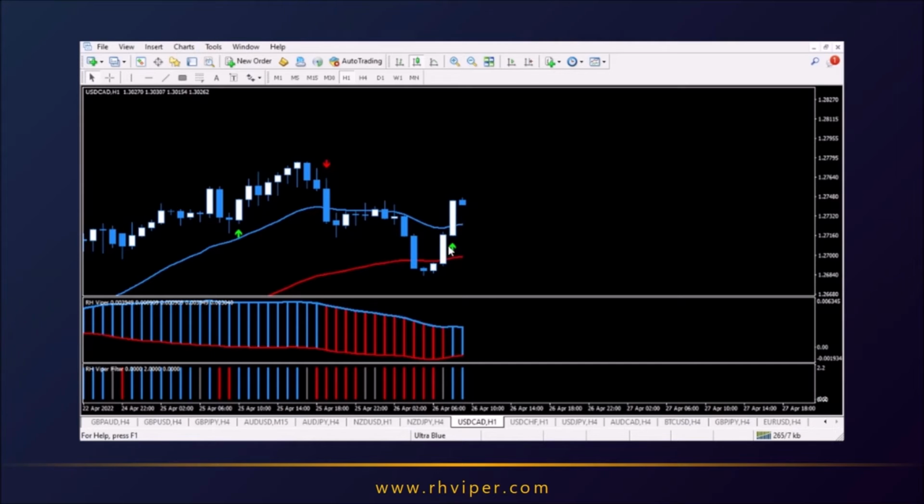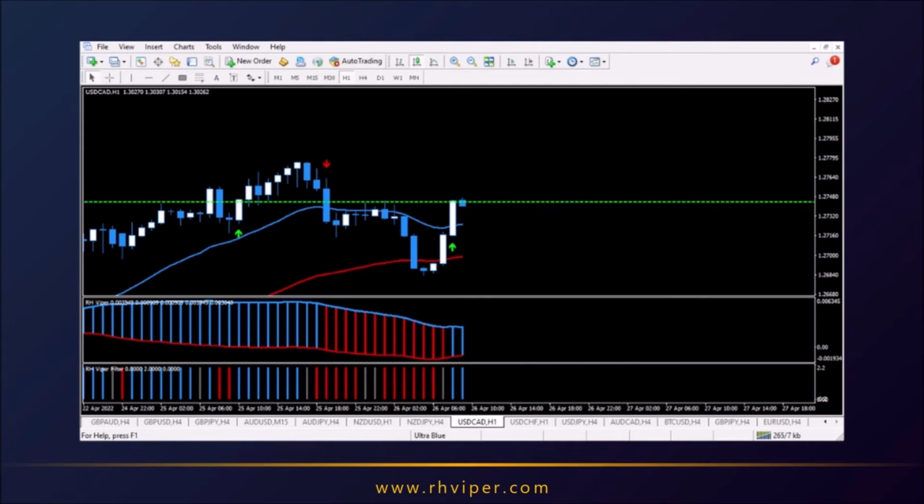We've got that green arrow showing up underneath this signal candle, and this is a signal candle. This candle has closed. This next candle is opened. So on this signal candle, we've got that green arrow. It is closed above the blue moving average. This RHViper histogram is blue, and the RHViper filter is also blue. So I'm going to place a buy trade at its current location. Again, this is a signal candle, and we can go long.